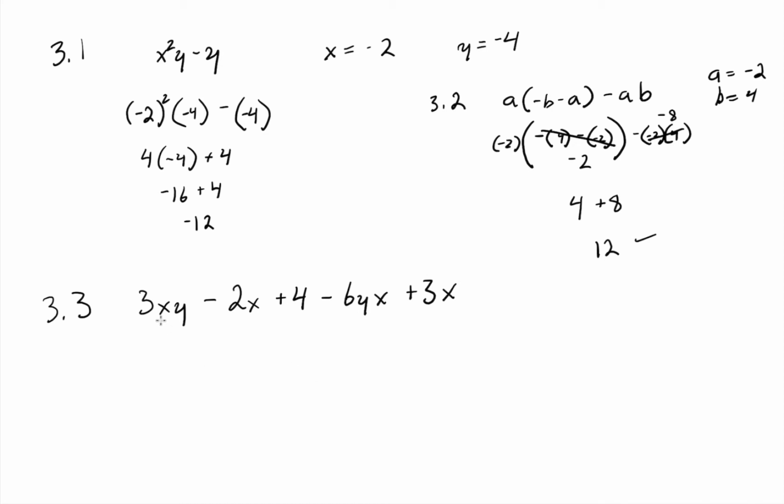So let's see, we have an x and a y here and an x and a y here, so those two can go together. So it's +3, -6, so it's going to be a -3xy. And that takes care of that one and that one. I like to cross them out whenever I do them so I can keep track. We have a -2x and a +3x, so it's going to be a positive x. And all we have left is a +4. That's all we can do, and that is the correct answer.